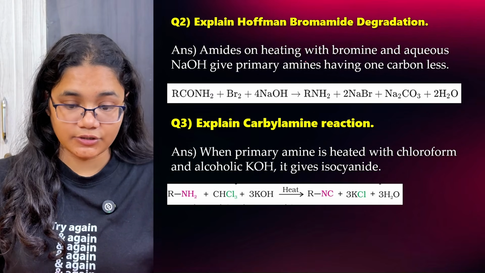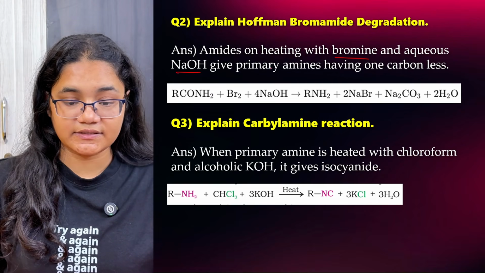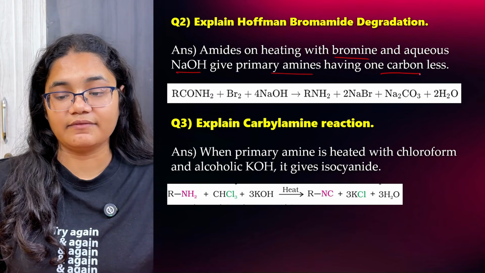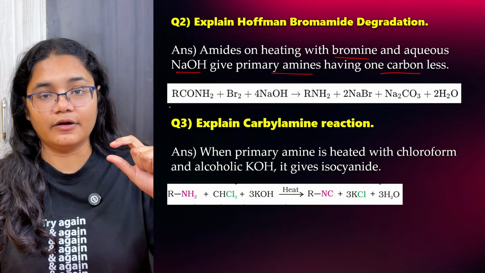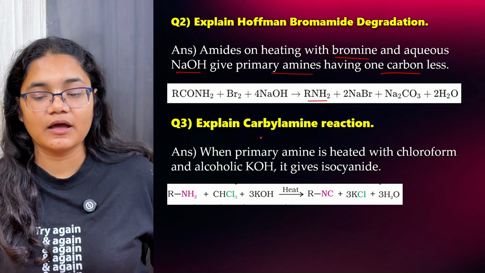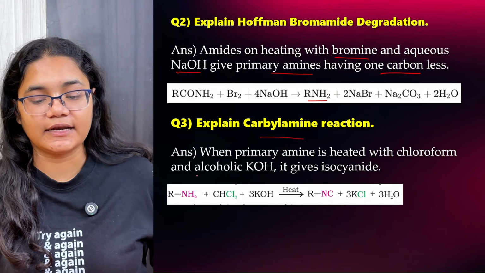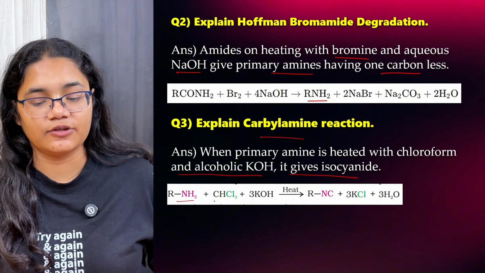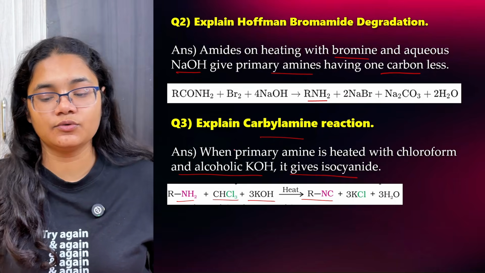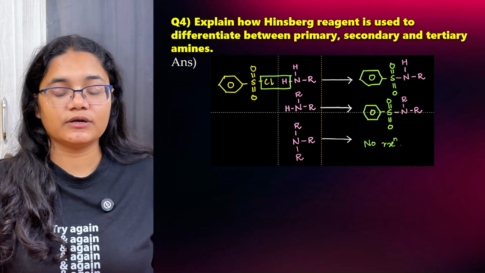Hofmann bromamide degradation: amides on heating with bromine and aqueous NaOH give primary amines having one carbon less. So RCONH2, that CO group gets detached and you get RNH2. Carbylamine reaction: when primary amine is heated with chloroform and alcoholic KOH, it gives isocyanide. So RNH2 with CHCl3 plus KOH gives you RNC. Next, we have what is Hinsberg reagent.